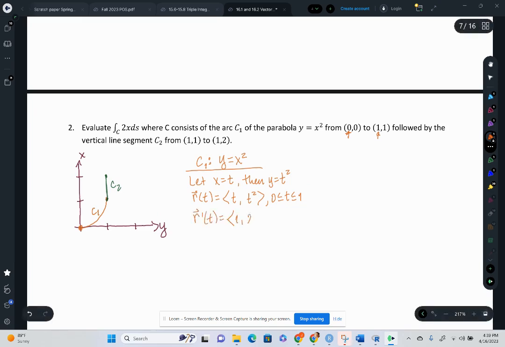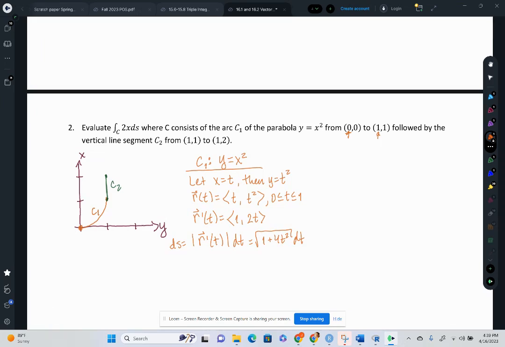R prime of t is 1 and 2t, and then I need the magnitude of r prime of t dt, because that's going to give me my ds. So I'm just trying to get all my parts. This is going to give me the square root of 1 plus 4t squared dt. Okay, so those are all the parts for C1. I also need all the parts for C2.